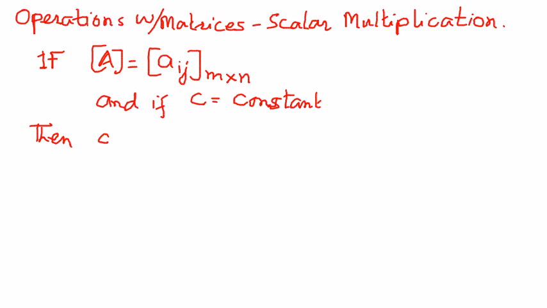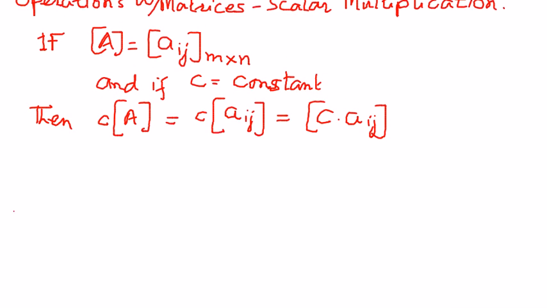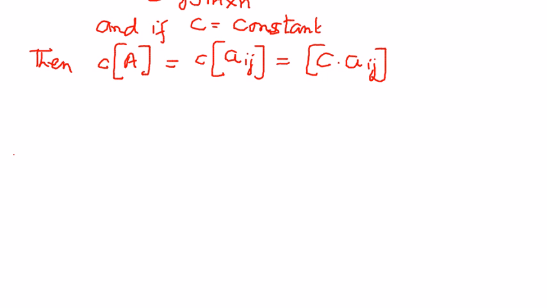Then C, which is a constant, multiplied to a matrix A, can be written out as C times, with respect to elements Aij, we can write this one out as C times Aij. That means the constant term would be distributed to every one of the elements in that matrix. So that's the definition. So let us understand this property of scalar multiplication of matrices with a simple example.